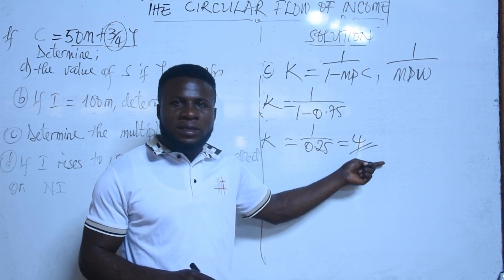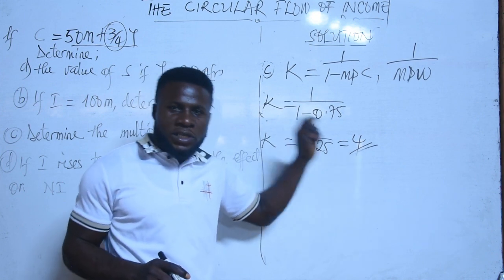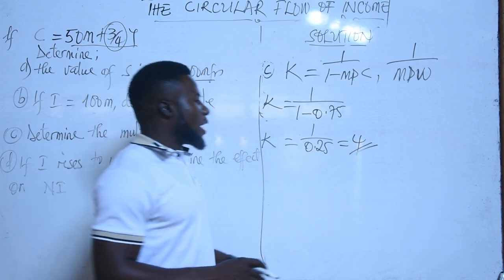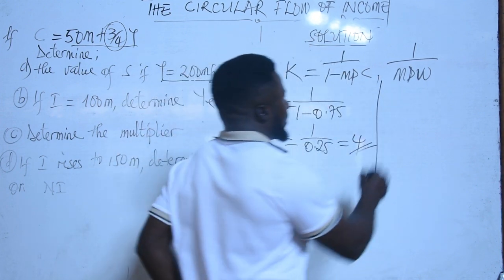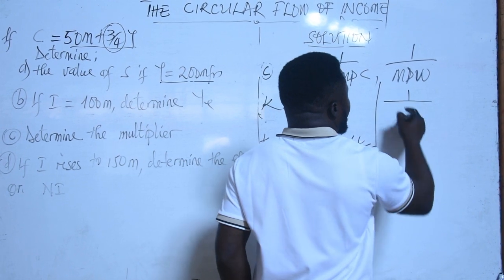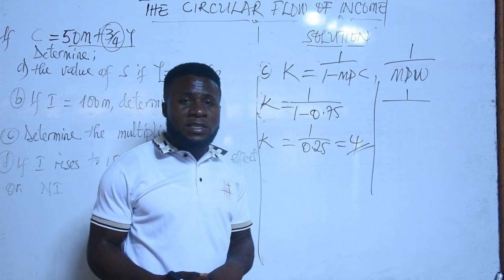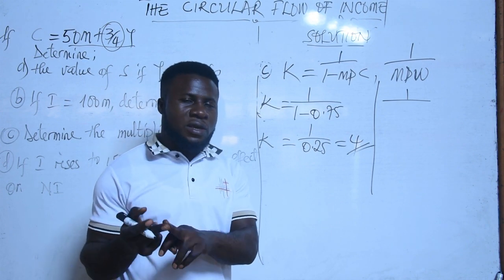It is not money, neither is it a commodity. Do not say 4 francs, 4 kilograms, 4 units, or whatever. Just 4. That is the multiplier. And then, using this format, the multiplier will be given by 1 all over the marginal propensity to withdraw. How many withdrawals or leakages do we have here? We have only savings, since there are no taxes and there are no imports.